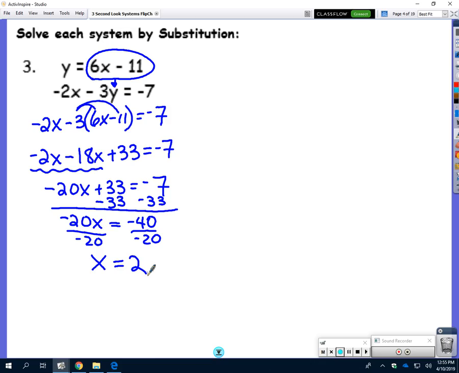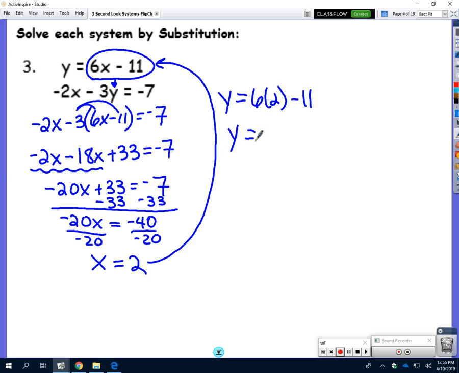I am not finished because I need to figure out what y is. So I take x and I substitute it back up into here. And I get y equals 6 times 2 minus 11. So y equals 1. The answer is a point, 2, 1.